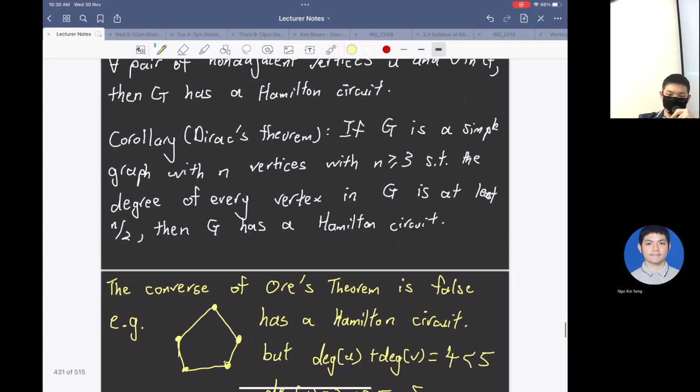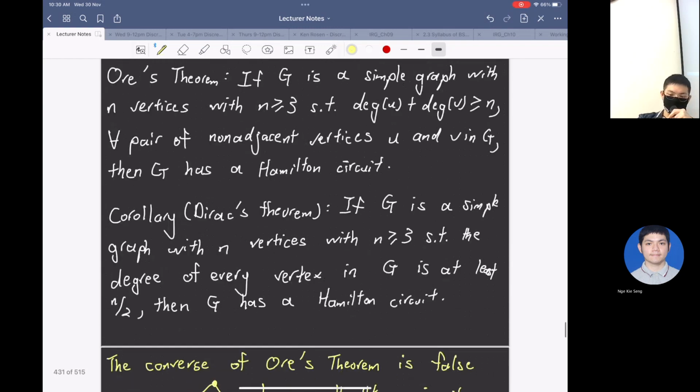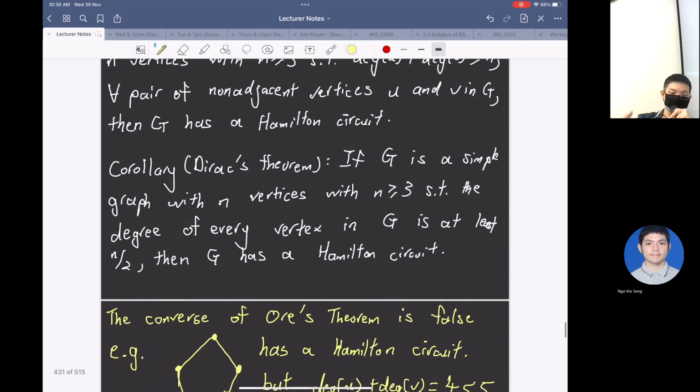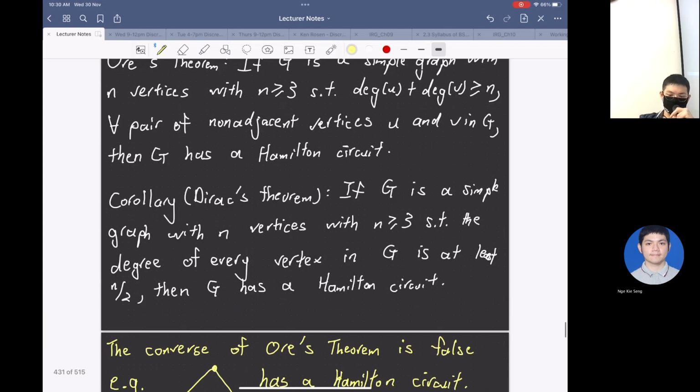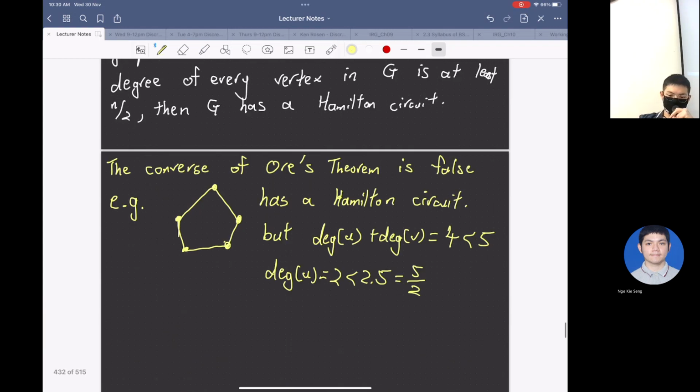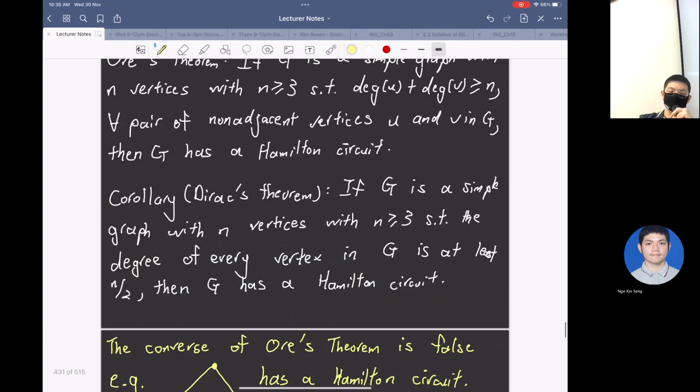So there are two ways to check whether you have a Hamilton circuit or not. They don't tell you how to construct it, but just check whether it exists. Yeah. So far, okay. Hamilton circuit.